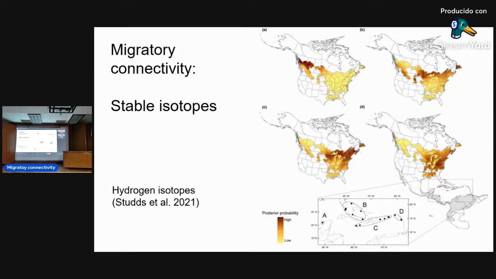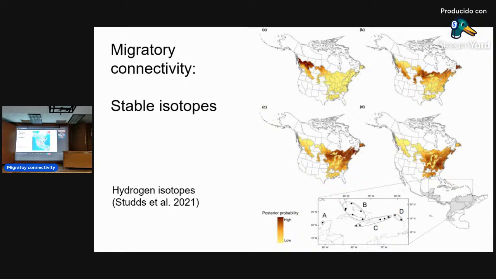And so, for example, their population A is this one sample site in Celestine. Using stable hydrogen isotope analysis, they were able to show that the breeding origin for these birds is likely in this northwest region of Canada. Likewise, if we look at population D, these two sites in the Western Antilles, the analysis shows that these birds are likely originating somewhere on the east coast of North America. And so stable isotopes are a really powerful and relatively inexpensive way of estimating migratory connectivity.